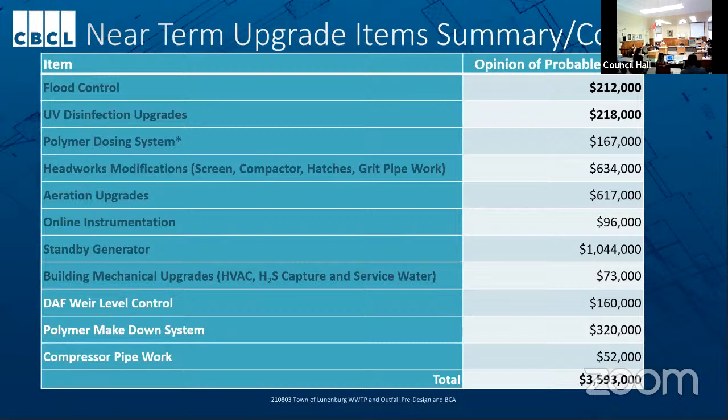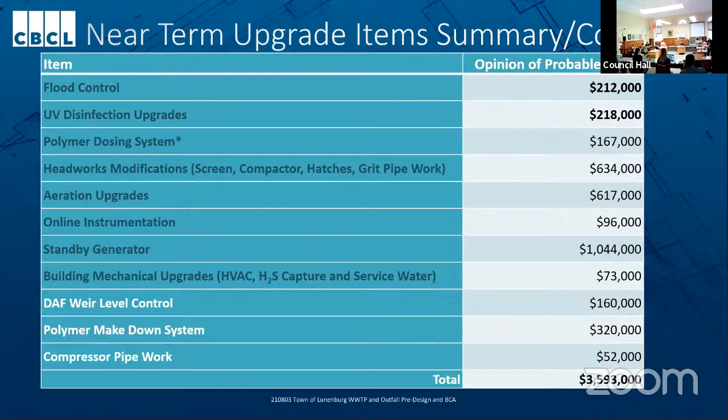Then following on from that, headworks modifications at $634,000 and aeration blower upgrades at $617,000. Online instrumentation at just under $100,000. The standby generator cost is over $1 million. And the reason for this relatively high cost is that the current electrical room does not have the space to add in the necessary equipment to not only have a standby generator, but an automatic transfer switch that would switch over whenever there was a power outage that would not require an operator to manually switch it.